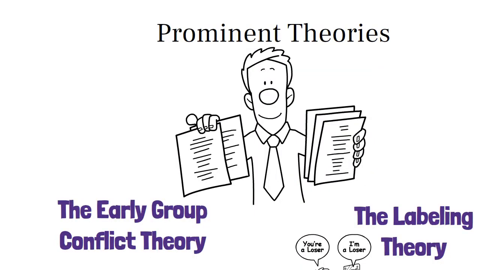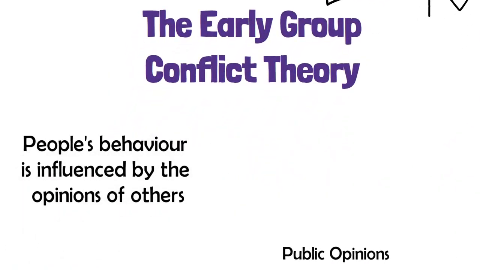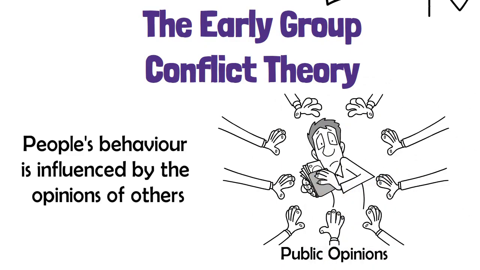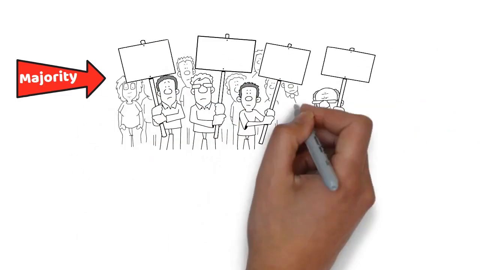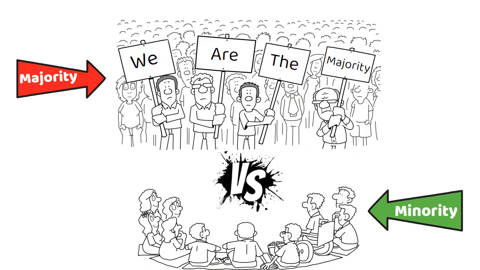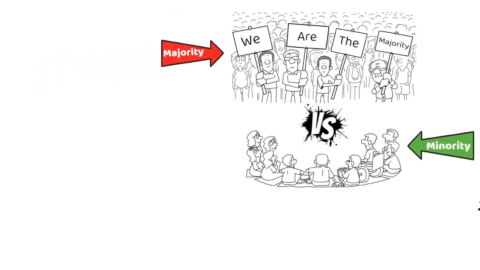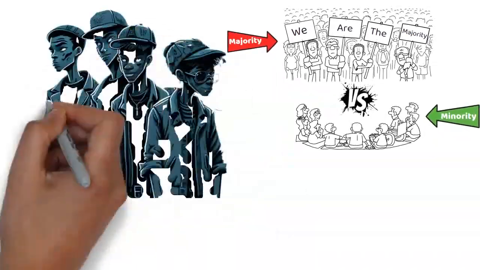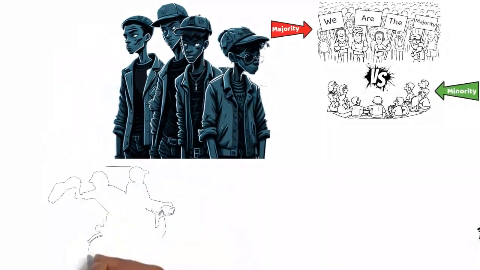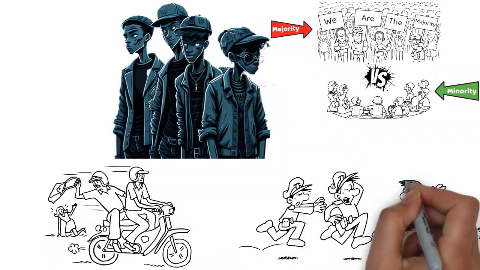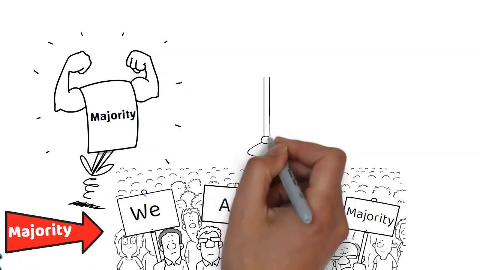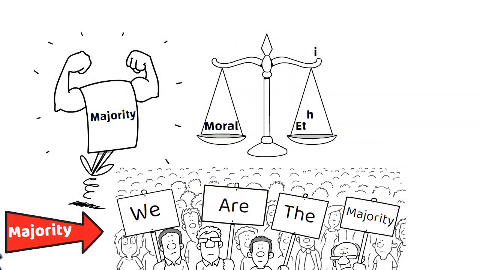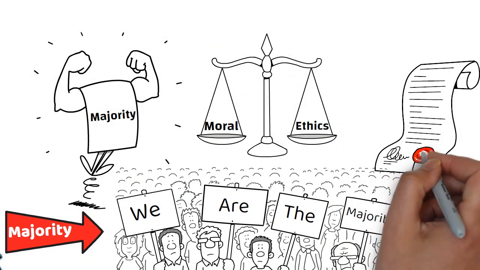On the other hand, the early group conflict theory suggests that people's behavior is influenced by the opinions of others, such as laws and social norms. Now, when a group with different values than the majority clashes with that majority, delinquent behavior can occur. For instance, a gang of teenagers with different values from their adult community can cause conflict and behave in ways perceived as delinquent, such as stealing. The majority have more power and control over what's considered acceptable behavior, and they use the legal system to enforce their values.